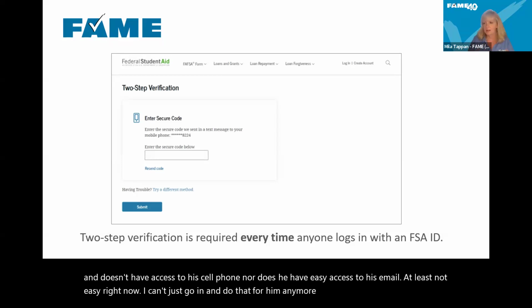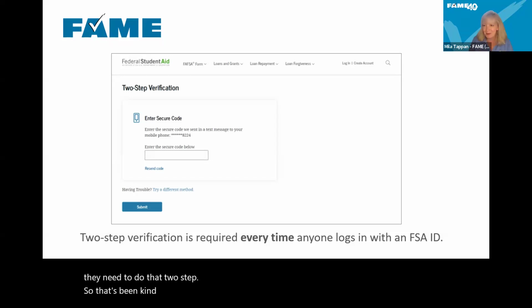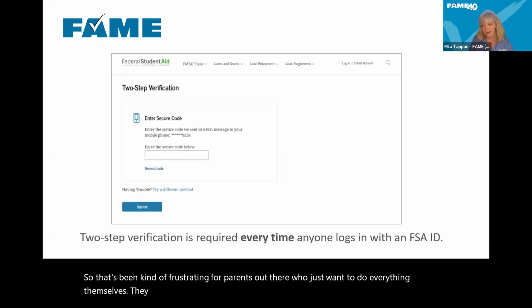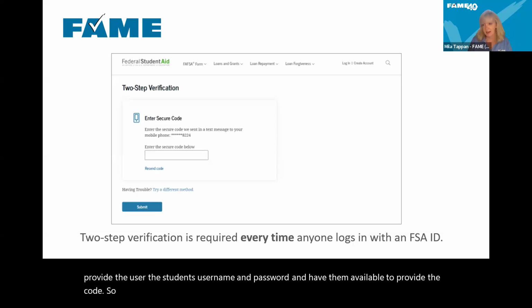Every time anyone signs in, they need to do that two-step verification. So that's been kind of frustrating for parents out there who just want to do everything themselves. They can't anymore. They have to have their student engaged at least enough to provide the student's username and password, and have them available to provide the code so that they can get into the FAFSA.